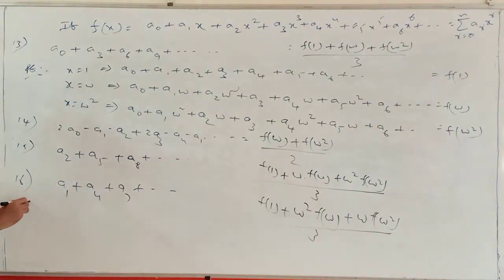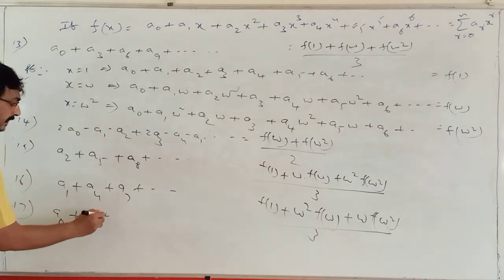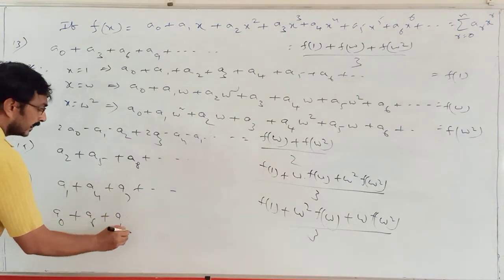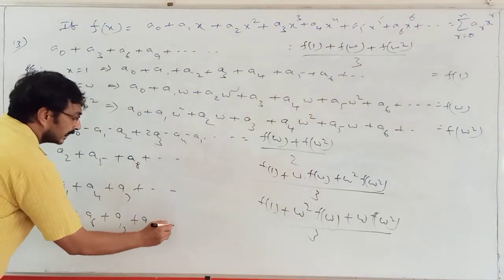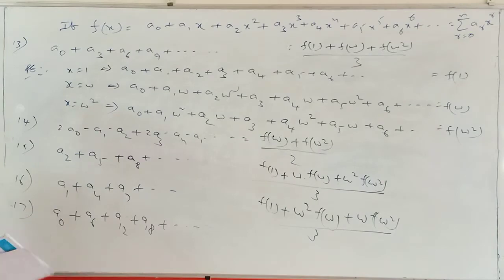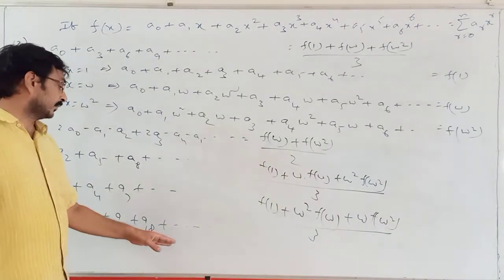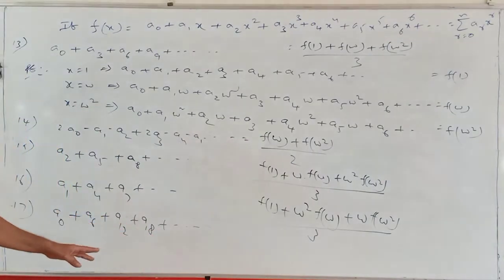Next, the last application: a0 plus a6 plus a12 plus a18 plus and so on. We can remember this one easily because the difference of consecutive suffix values is 6, starting from 0.